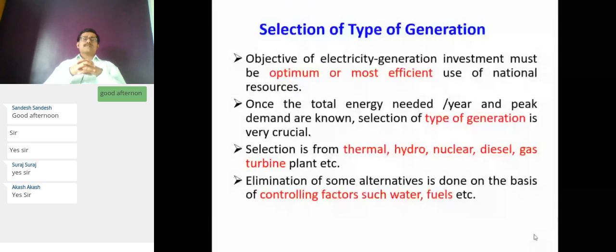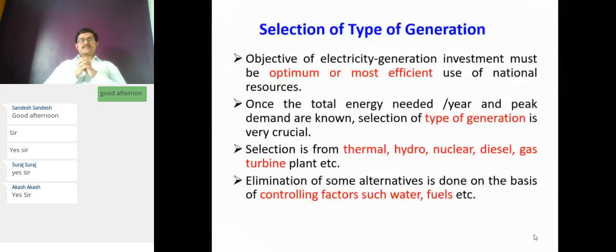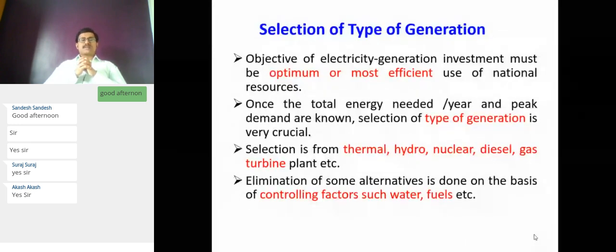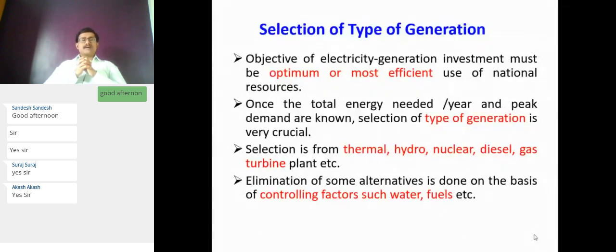So which are the options available for me so that I can make a suitable choice? As far as the conventional power plants are concerned, the choice is very limited. Either I will go with the thermal power plant, hydropower plant, nuclear power plant, diesel power plant, or gas turbine power plant. Isn't it? So I need to make a choice out of these five different types of power plants.